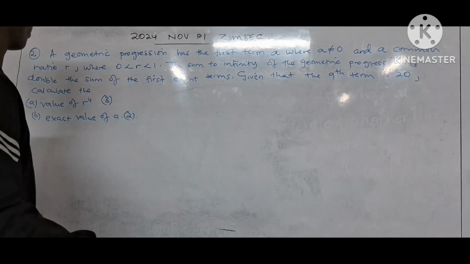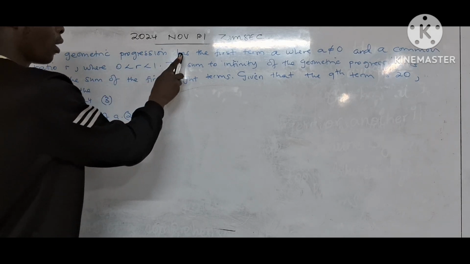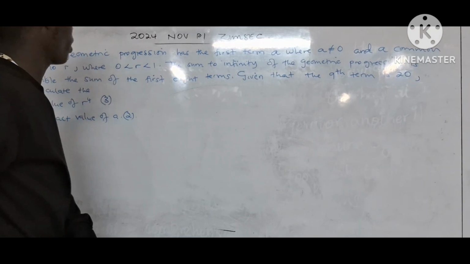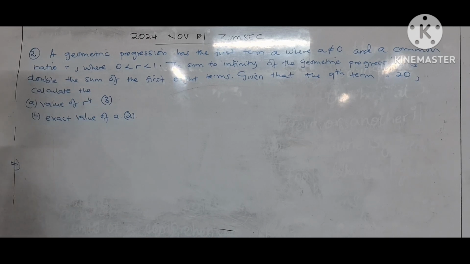Okay, so this is question number 2. A geometric progression has the first term A, where A is not equal to 0, and a common ratio R, where 0 is less than R, which is less than 1. The sum to infinity of the geometric progression is double the sum of the first 8 terms. Given that the ninth term is 20, calculate A, the value of R to the power 4, and B, the value of A.